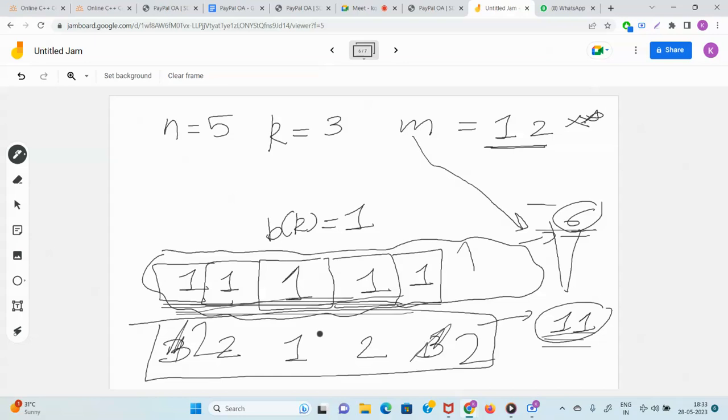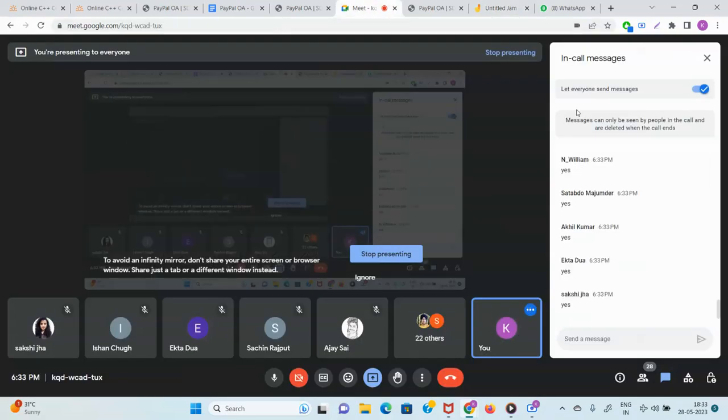Guys, if this concept is clear, everyone start writing yes in the chat. This was the most important observation for this problem. And it is hard, huh? It's not easy, because until I say, you don't know that this was the observation.